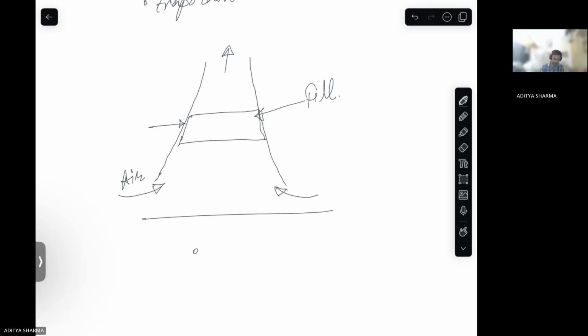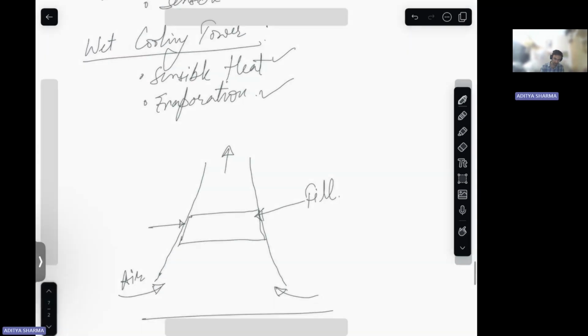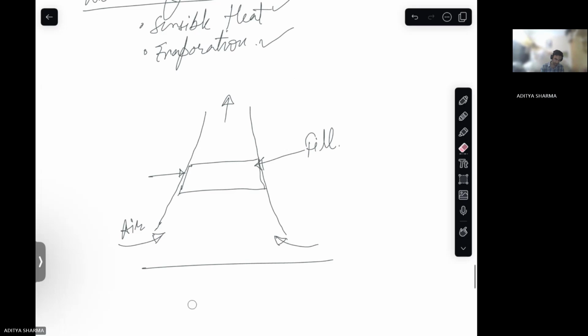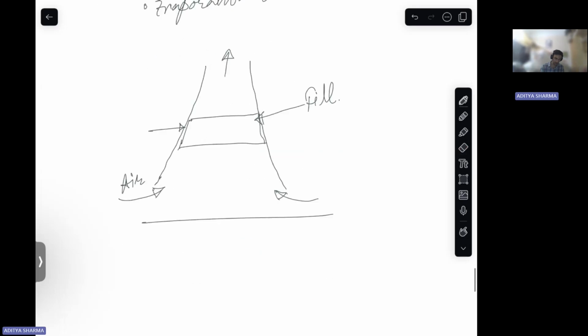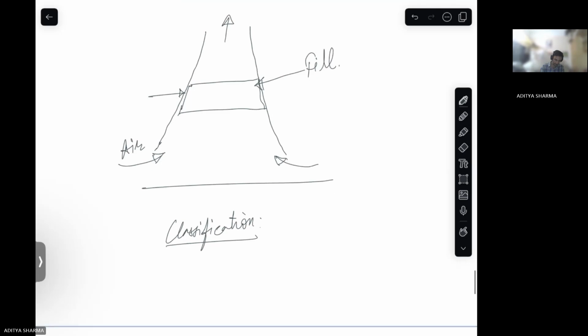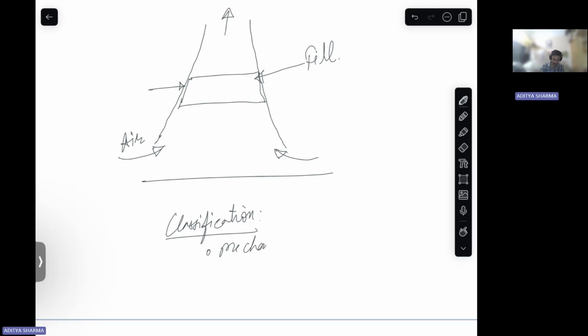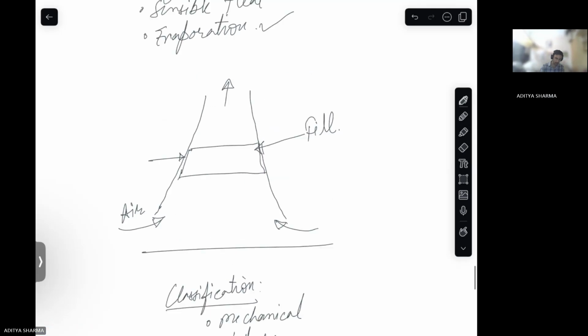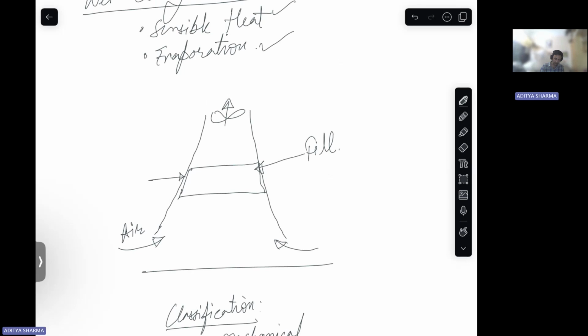So this comes in classification. One is your mechanical, one is your natural. So if your fan is here, this is ID, induced draft. If your fan is here, this is FD, forced draft. Okay.